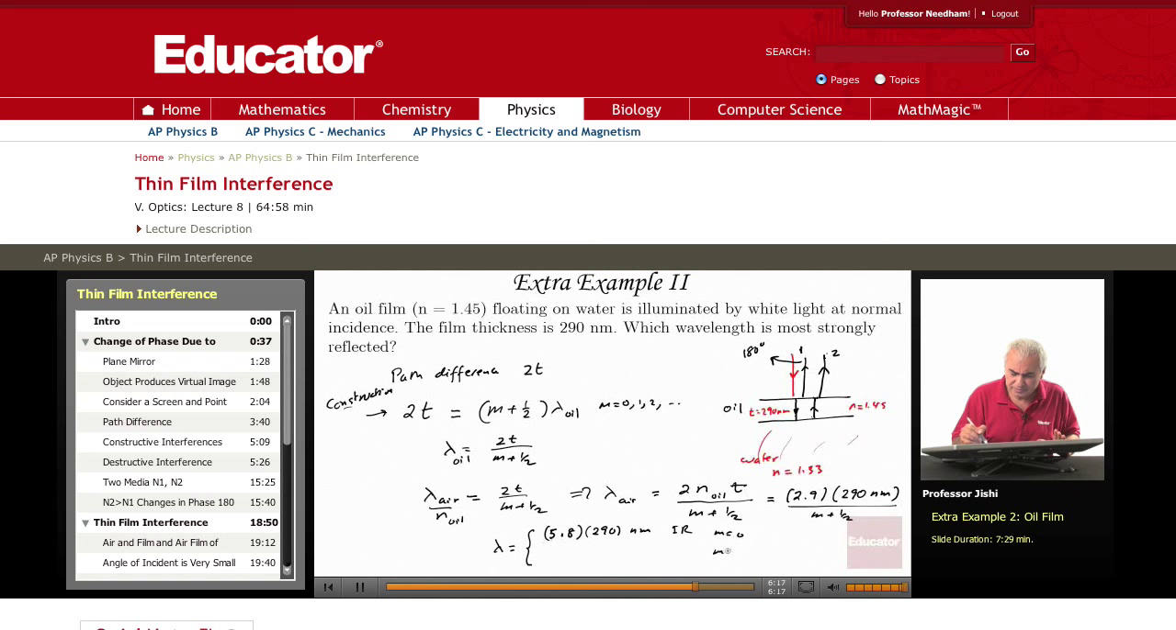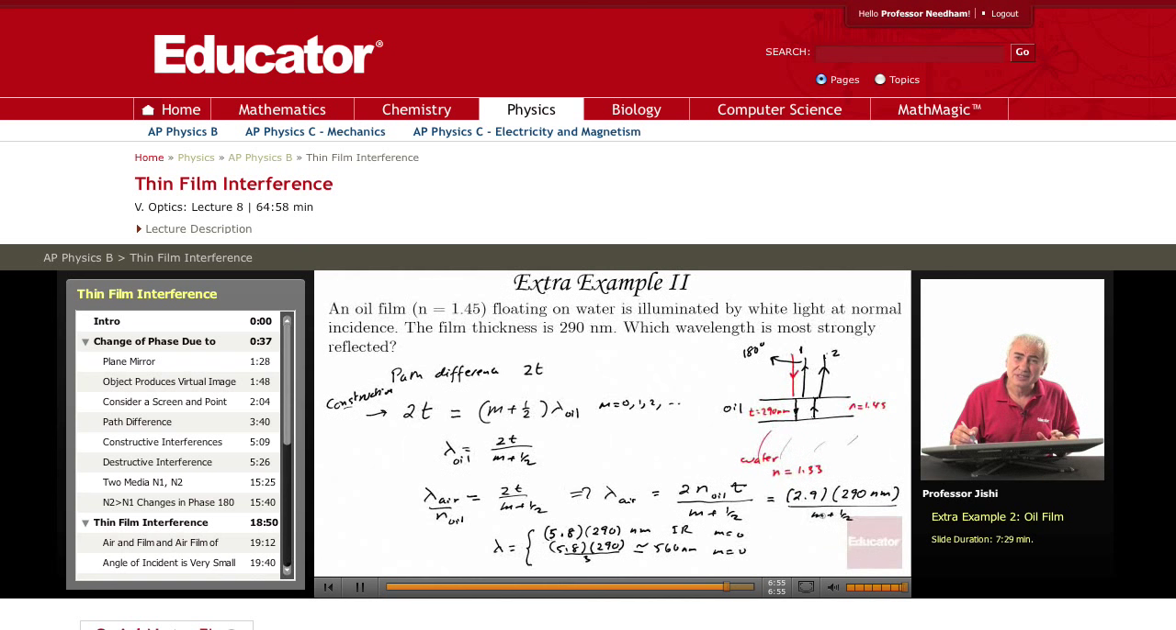If m is 1, I get this divided by 3 halves. So I get about 500 something. It's 5.8 times 290 over 3 over 2, over 3. So if it's 300 over 3, that's 100. So that's about 580, 560, let's say. It's a little bit less, nanometers. That's close, that's a greenish color.